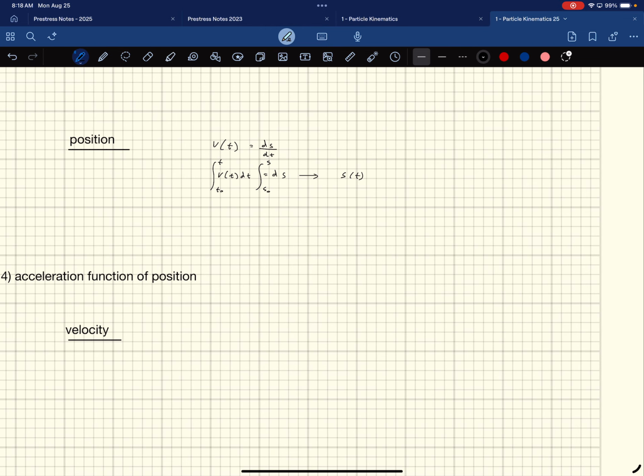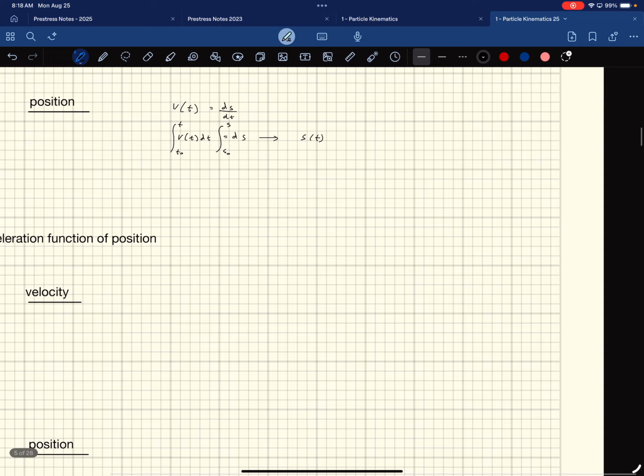Cool. Okay, we're almost there. We're almost to doing an example. All right, one more shortcut. We're going to give you another shortcut here.